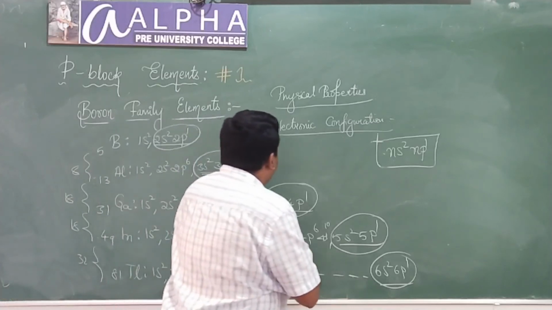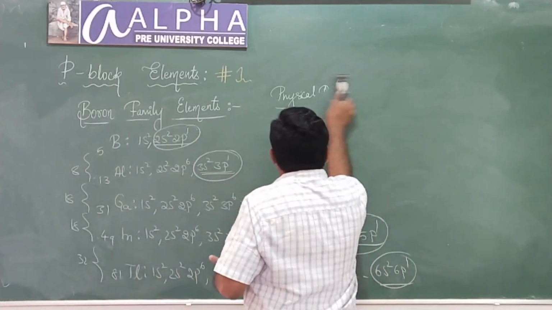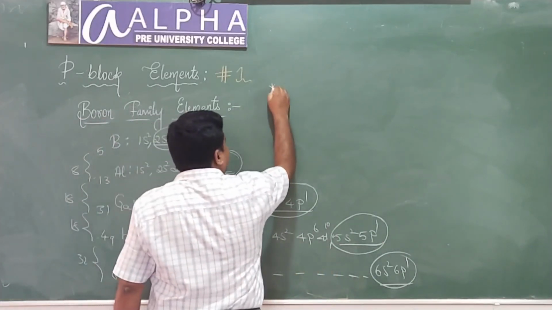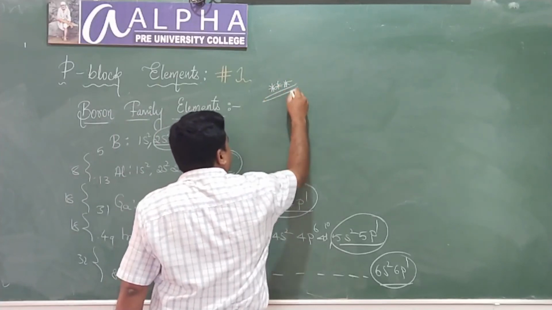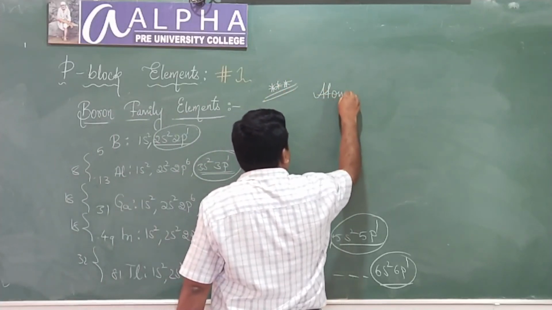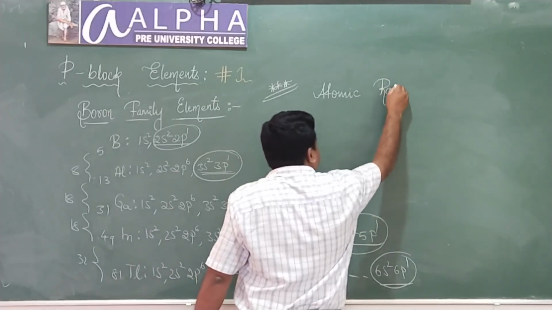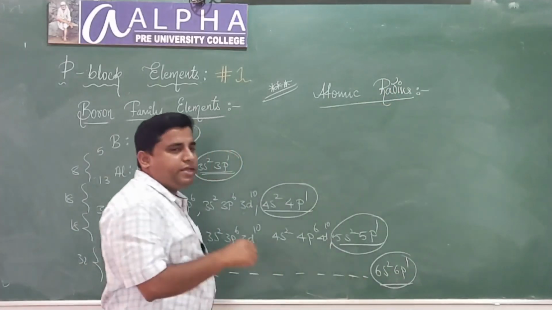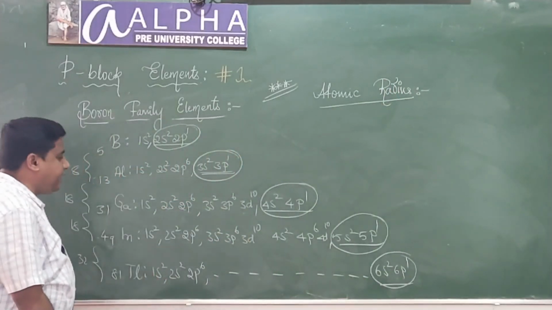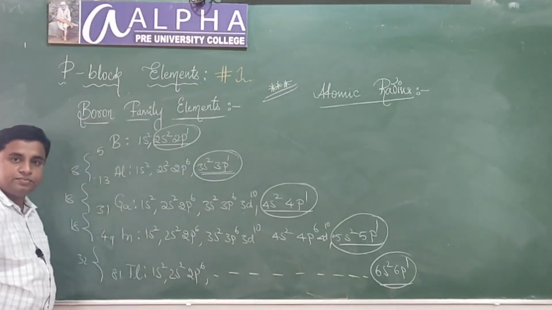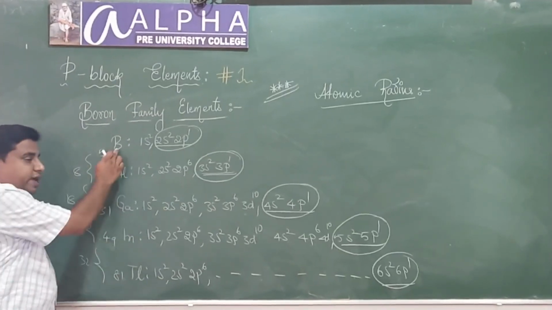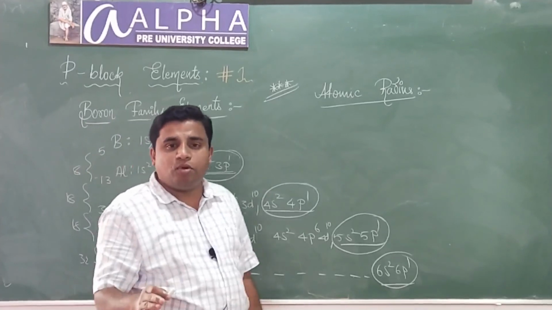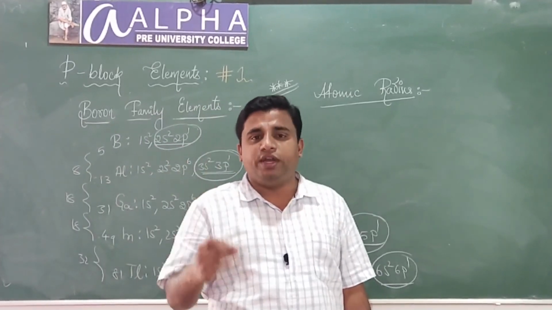No doubts with this. Now, next one, very important: the atomic radius of boron family elements. How does the atomic radius vary from boron to thallium? So students, let us talk about the atomic radius in the next video. Okay, thank you.